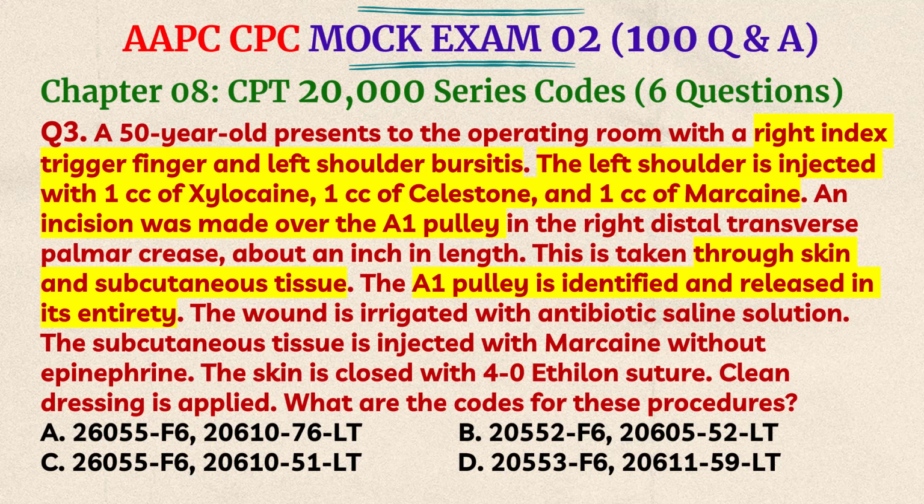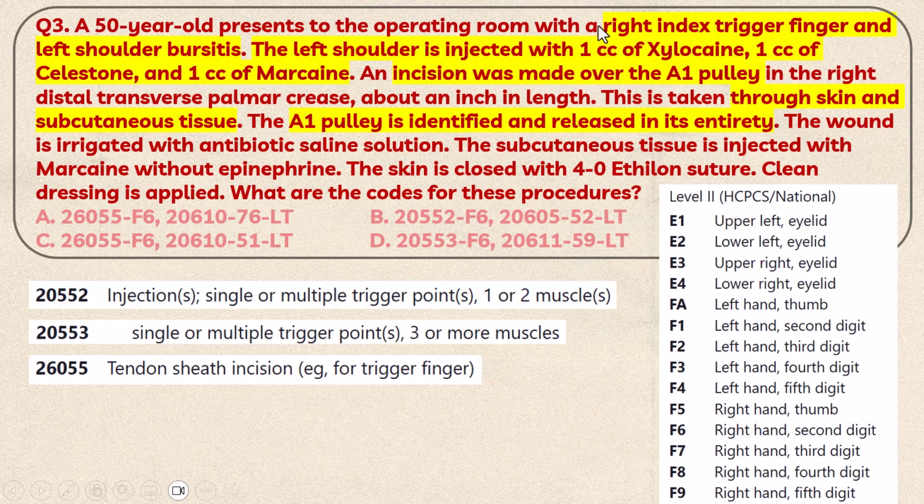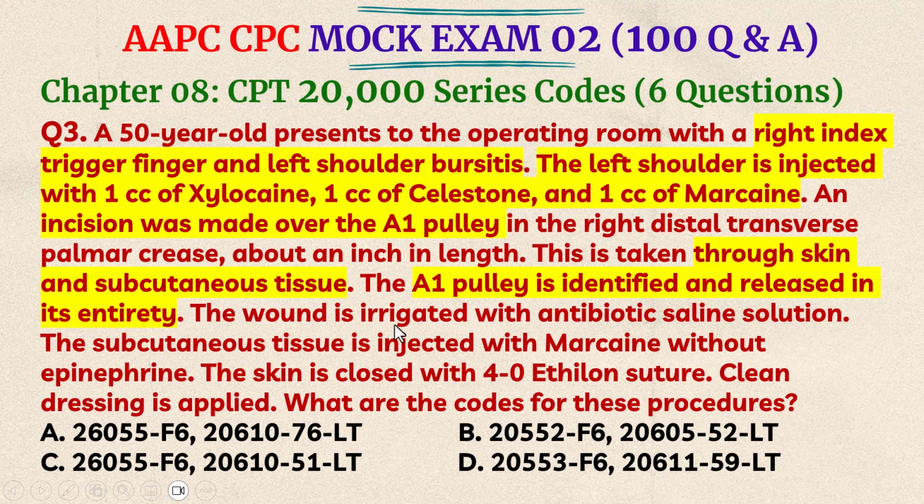For the left shoulder bursitis, the injection is given. You can see the injection is given. And for this trigger finger, incision was made over the A1 pulley. The A1 pulley is identified and released in its entirety. So there are 2 procedures, and you have to find the codes for both. So let's find the code for the right trigger finger. Here also you can use the elimination method to find the answer quickly for exam purposes. But in the real working world, you have to use the alphabetic index. So I will explain both.